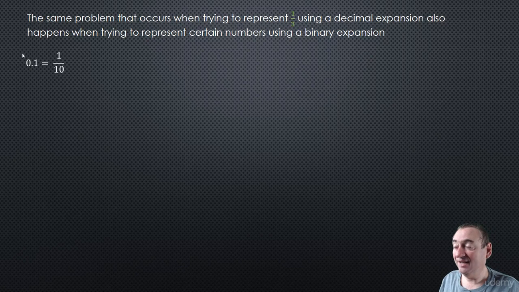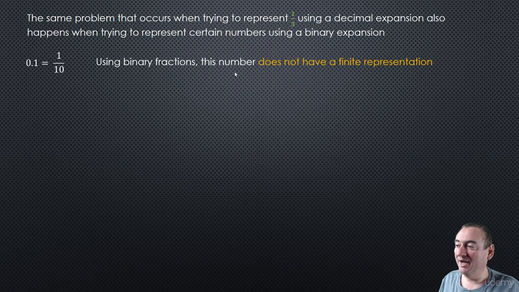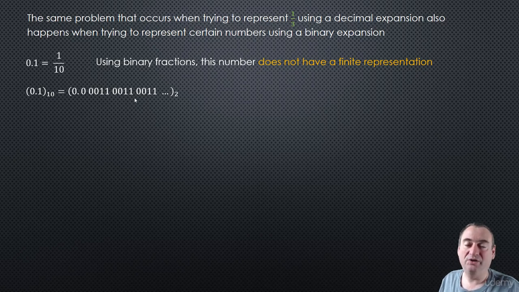Now that has an exact representation in decimal. It's 1/10, right? It's 0.1. But not so in binary. In binary, we do not have a finite representation. This is the binary number that we have to use to approximate 1/10 or 0.1. It is 0.0 and then this sequence of bits 0011 0011 that just keeps recurring. So this is just like the example we had with 1/3, except that with 0.1 we have a similar problem. We cannot represent that exactly in base 2.